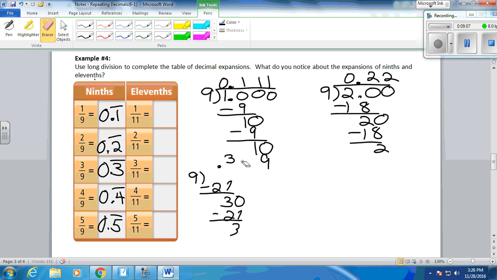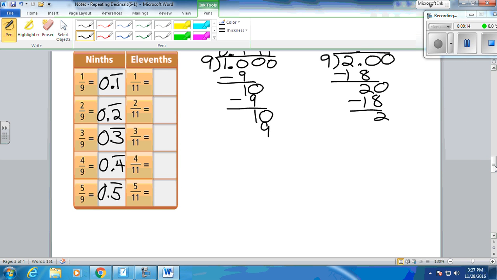Then for the 11ths, we're going to do a little bit more work here, not a ton. I'm going to do 1 divided by 11. So 1 does not divide by 11. 11 can't go into 10, so I have to put another 0 here. So now I'm looking at 100 divided by 11. 11 is going to go into 100 9 times.